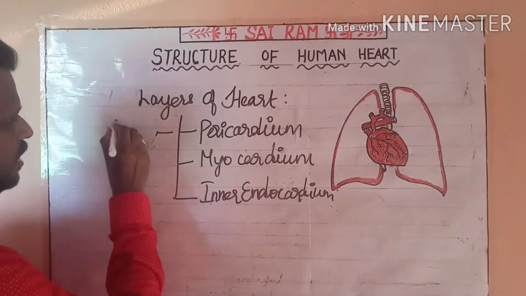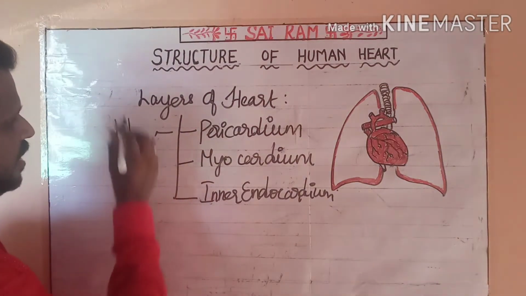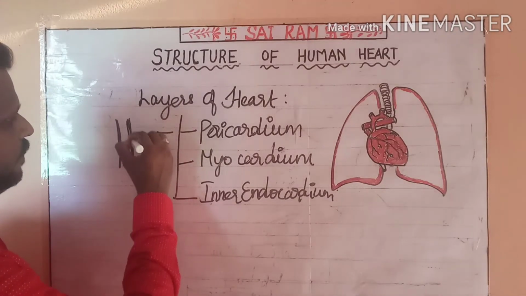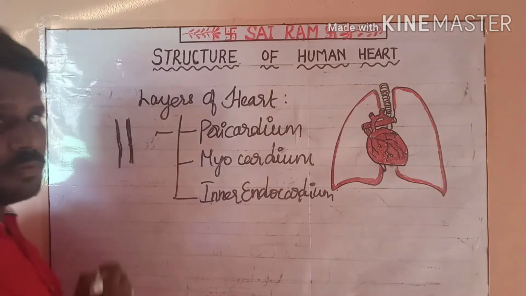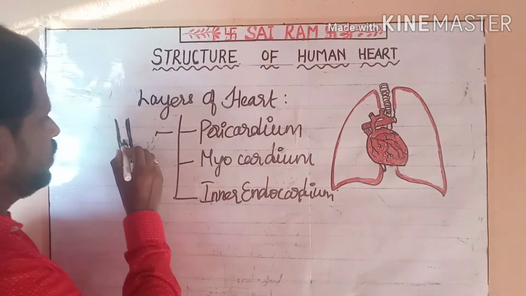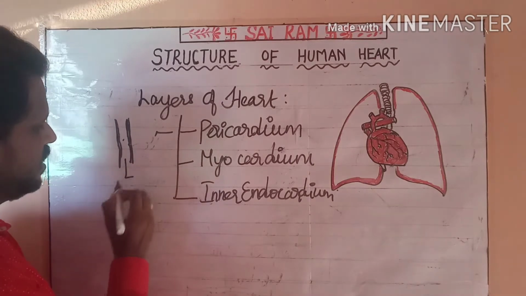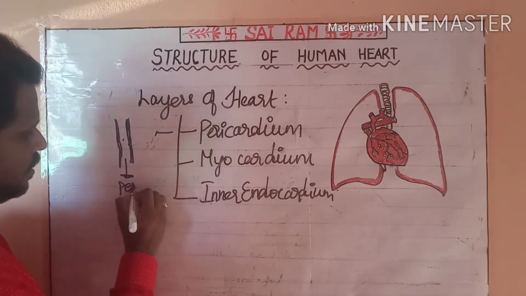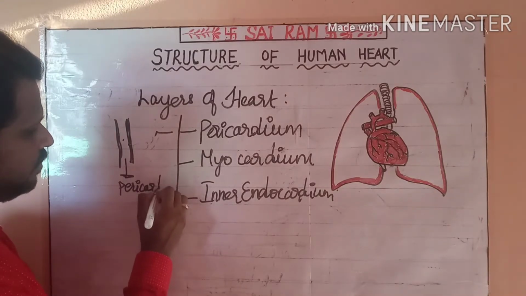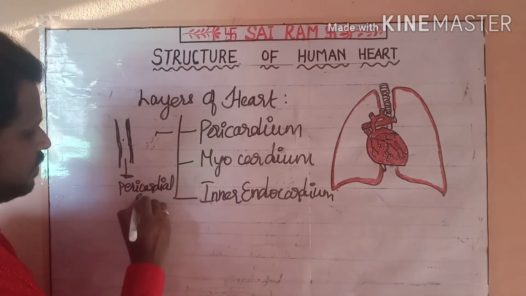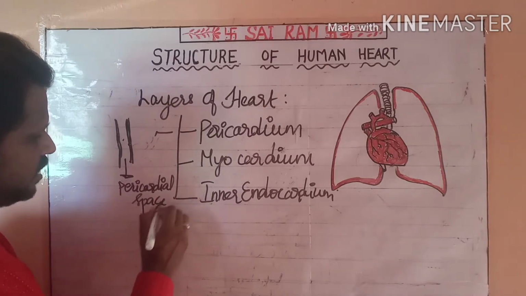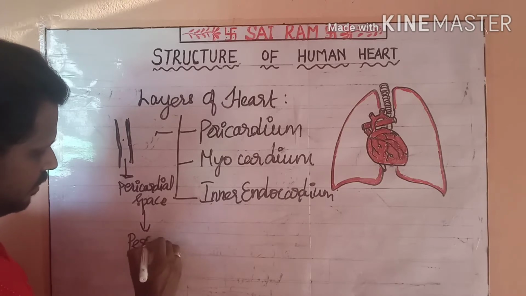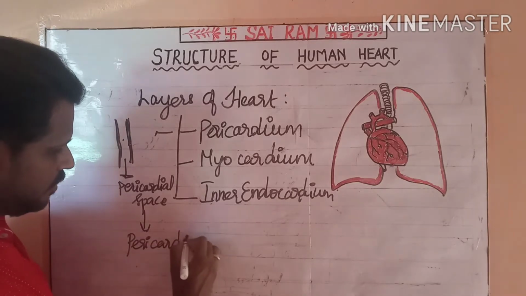Pericardium is double layered. For example, this is the pericardium, which means we have 2 layers of pericardium membrane layer. In between the 2 membranous layers you have a space. That space we call the pericardial space, and this space is filled with pericardial fluid.